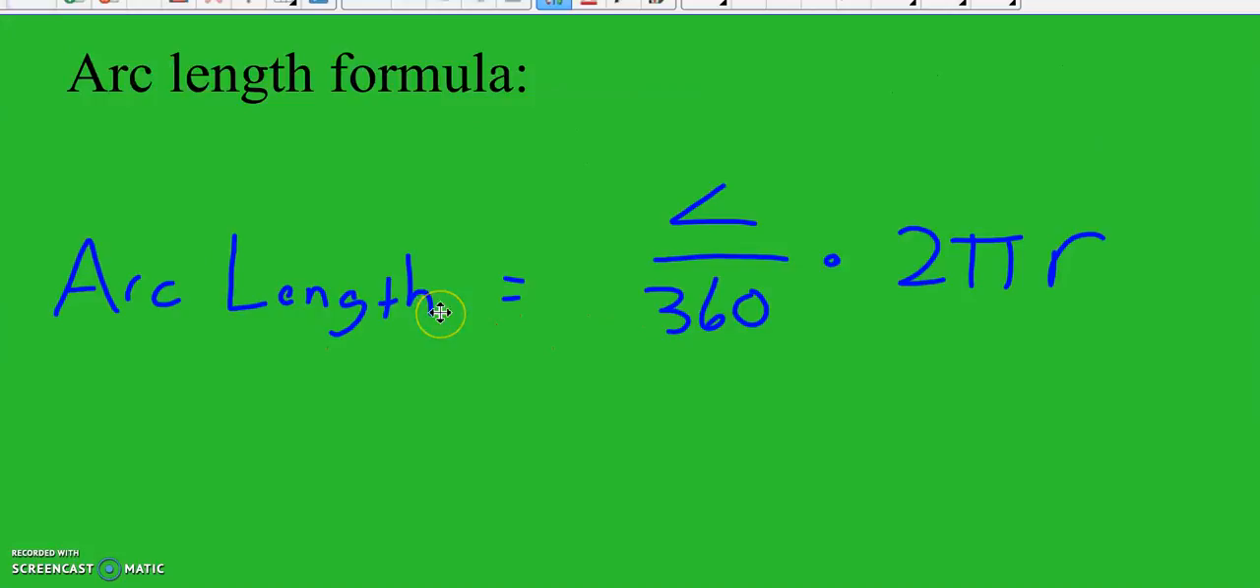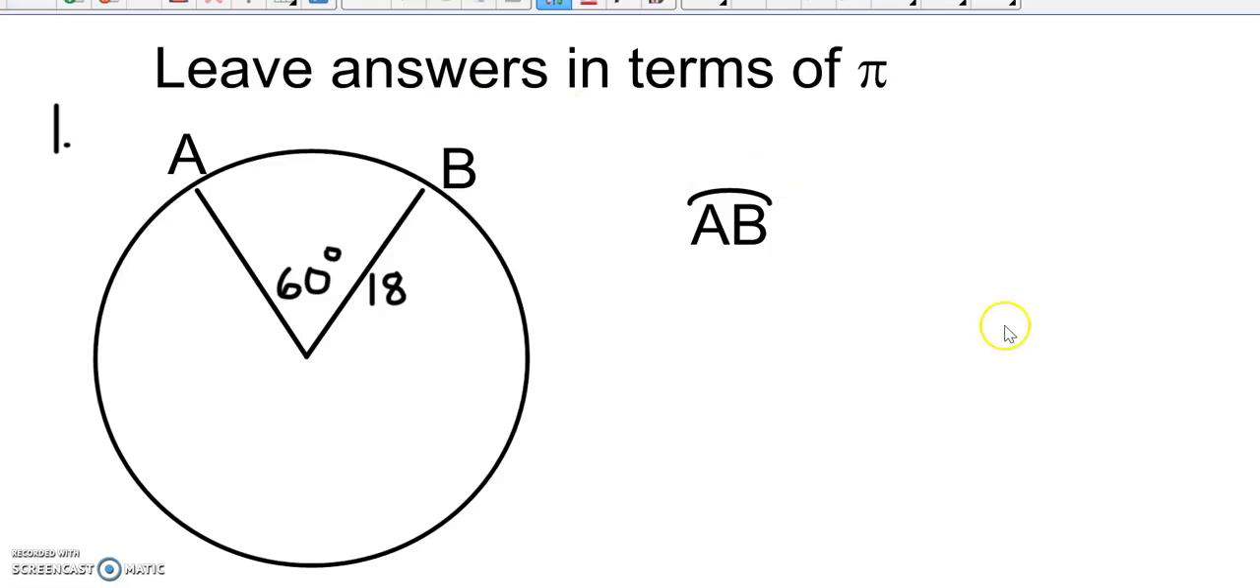So this is your formula. We'll do a fraction out of 360, and it's either the angle measure coming from the central angle or the arc measure, if you know that, out of 360, and then times 2 pi r. This is your total circumference, is 2 times the radius times pi. So here we go. Here's a couple of examples.